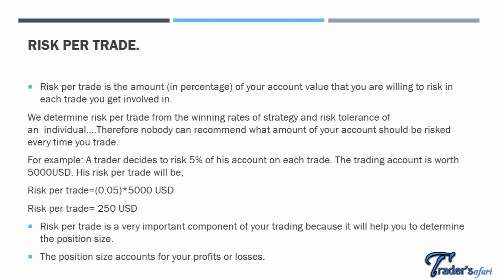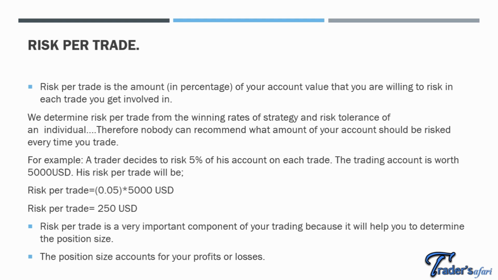We have an example right here. A trader decides to risk 5% of his account on each trade. The trading account is worth 5,000 USD. His risk per trade will be, so we have some calculations right there, and you see the risk per trade is $250 for each trade.